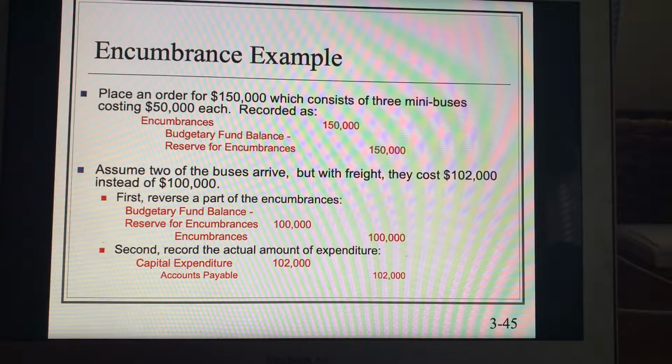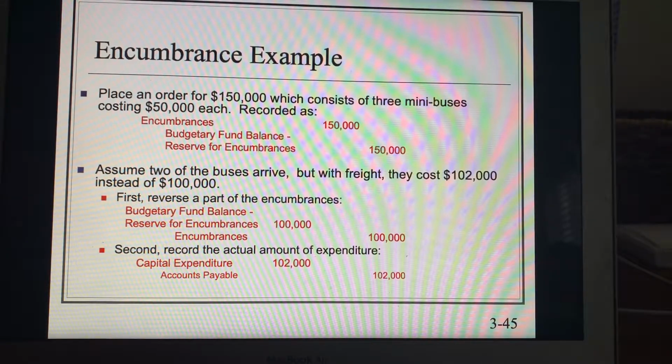Encumbrance examples. Place an order for $150,000, which consists of 3 mini buses costing $50,000 each, recorded as encumbrance, $150,000. Budgetary fund balance reserved for encumbrances is going to be credited for $150,000. So what we're doing is we're creating the asset right there of $150,000.